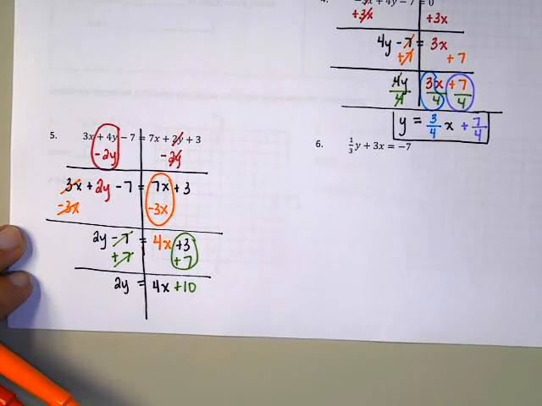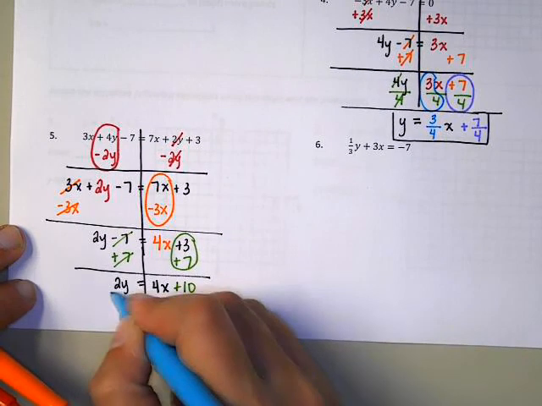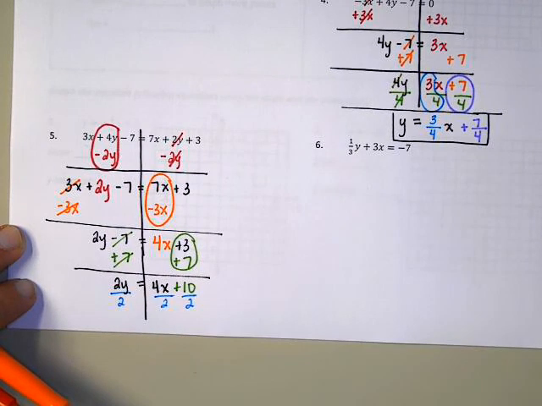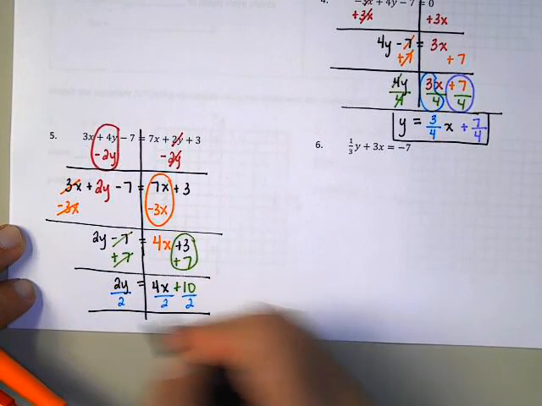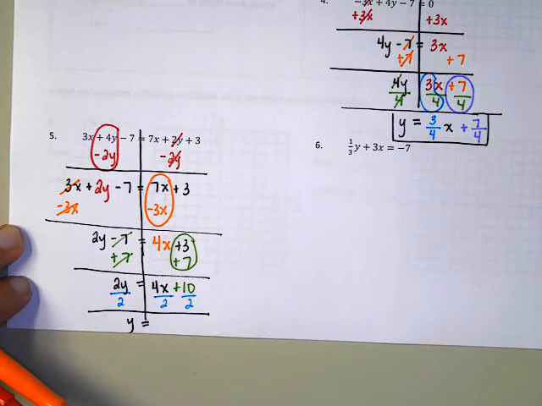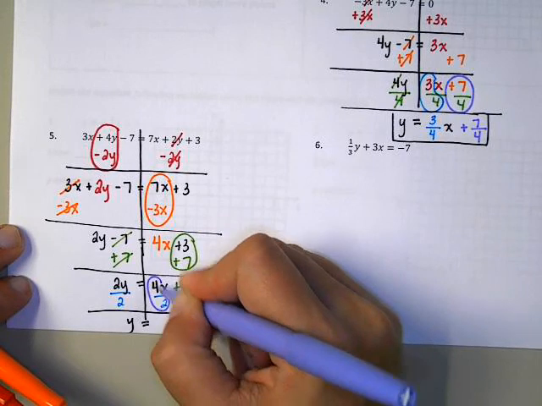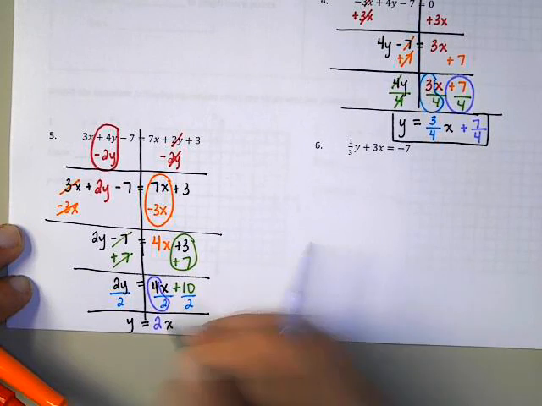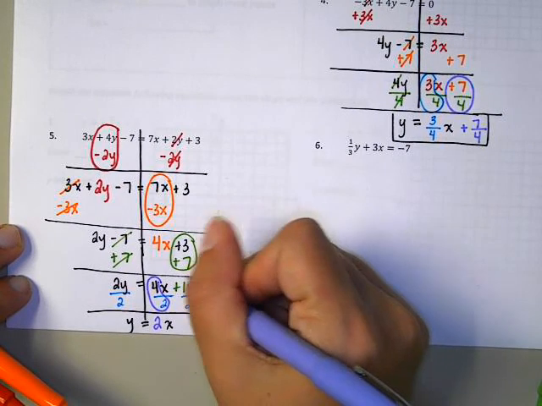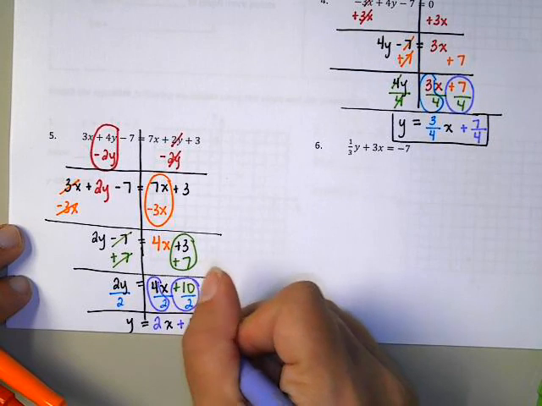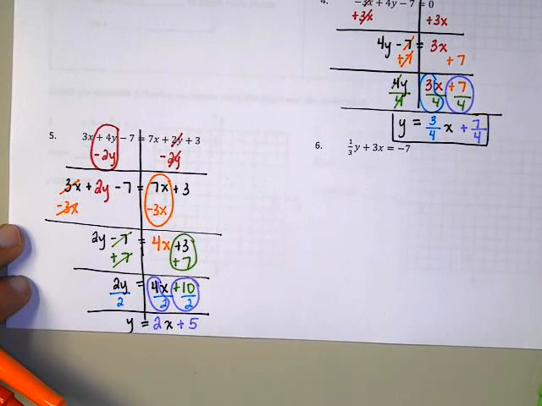And finally, I'm going to divide everything by 2. So I'm going to get y equals 4 divided by 2 simplifies nicely. 4 divided by 2 is 2, and I'm going to drop down the x. And 10 divided by 2 also simplifies nicely. 10 divided by 2 is 5. So I'm going to write a plus 5, and that would be my final answer.